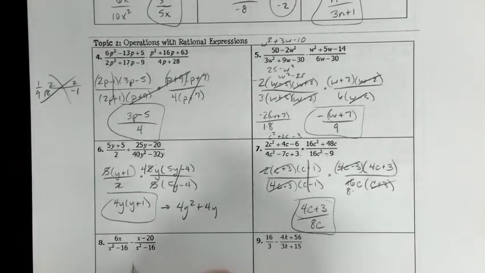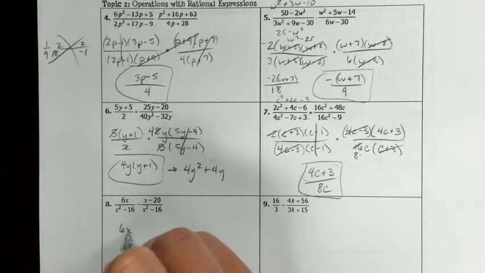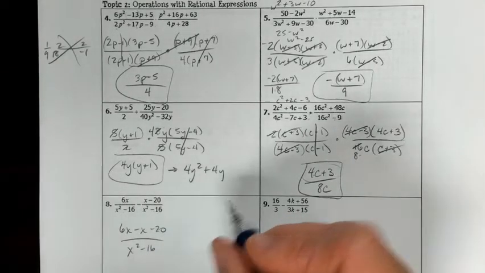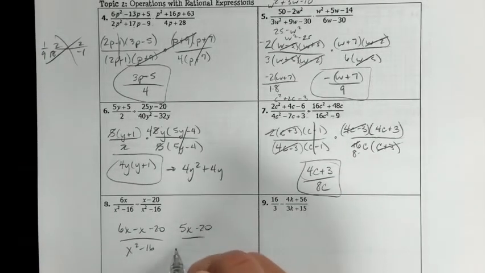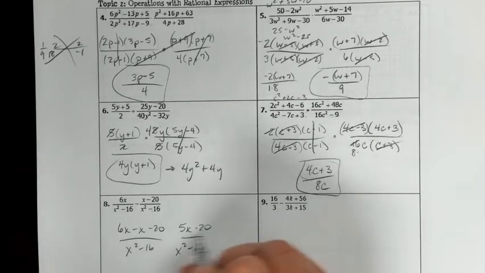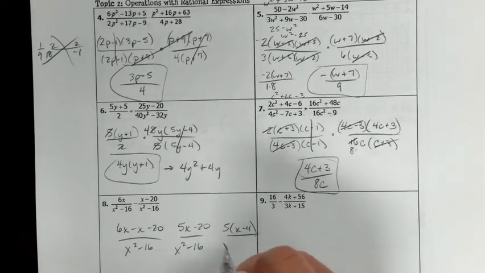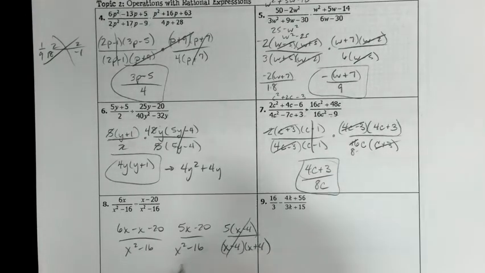All right, here we go. I got a minus sign here, so let's make sure we have the common denominator, which we do, x squared minus 16. So we can say this is 6x minus 20 over x squared minus 16. 6x minus x is 5x. Minus 20 over x squared minus 16. So let's factor out our GCF here. So we got 5x minus 4. On the bottom we've got x minus 4, x plus 4. Those go away, so we get 5 over x plus 4.